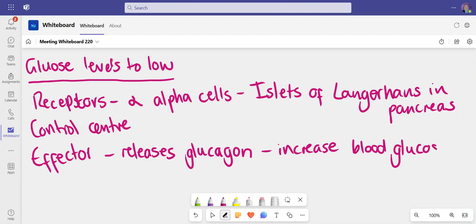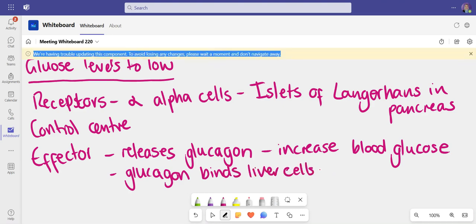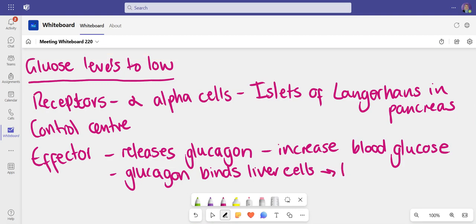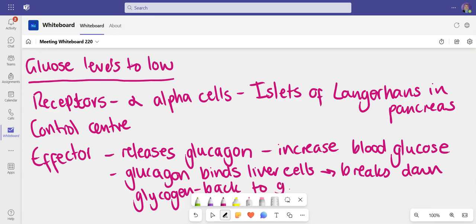So where earlier we might have stored our glucose as glycogen, we now need to break that glycogen back down. The glucagon binds to the liver cells. It doesn't bind to muscle cells this time, it's just liver cells. And by binding to the liver cells, the liver breaks down the glycogen and turns it back into glucose. That's released back into the blood, and the blood levels will then rise back to normal.